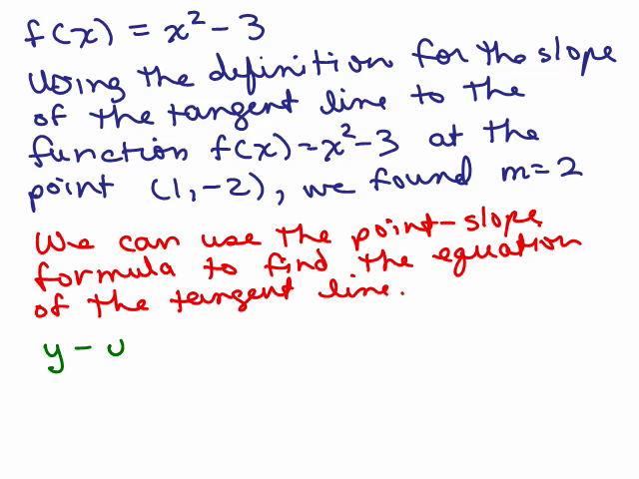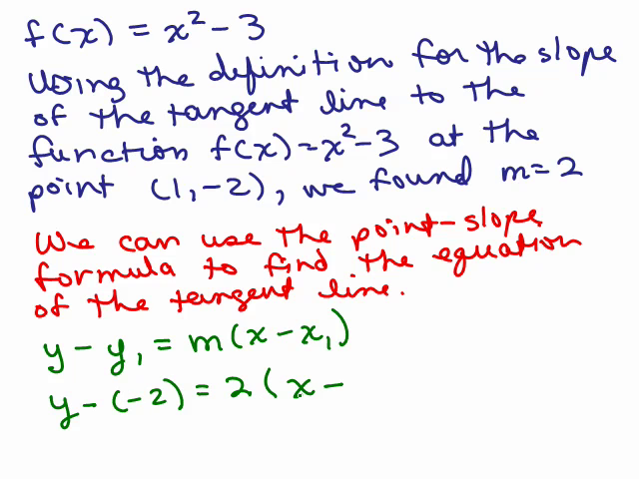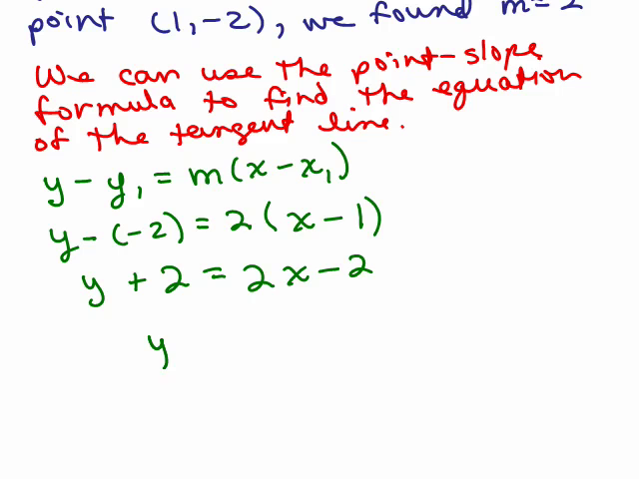Remember, the point slope formula is y minus y1 equals m times x minus x1. If you did want to use that formula, then y1 is negative 2. The slope is 2, so we put that in for m. And x1 is positive 1. That comes from the ordered pair. So we have y plus 2 equals 2x minus 2, or y equals 2x minus 4. So now we're going to go back up to our original picture of this graph and see if it makes sense that that would be the equation of the tangent line.